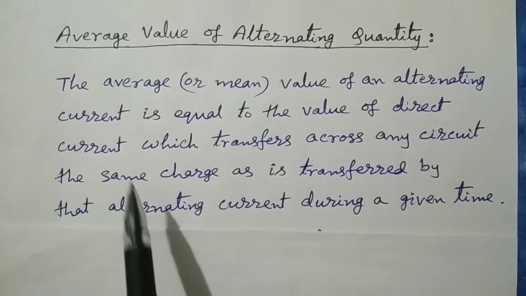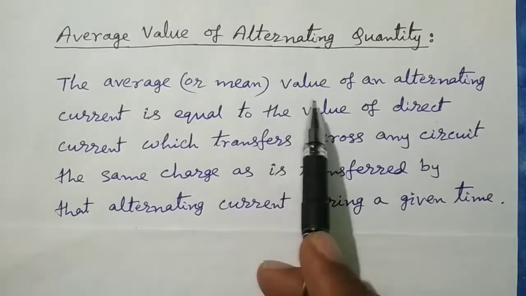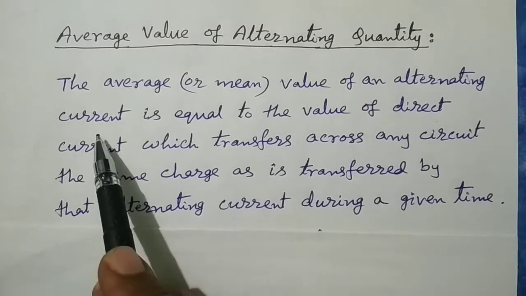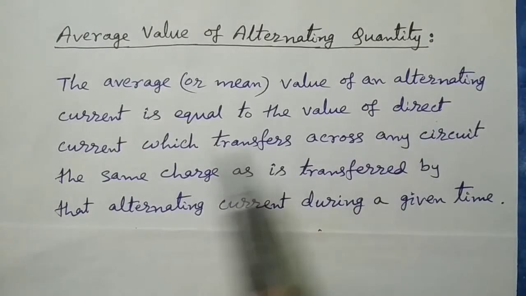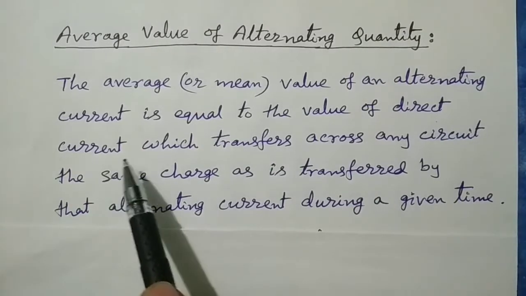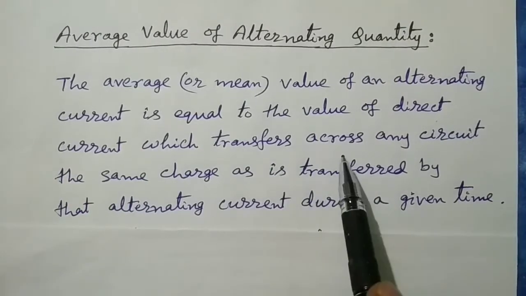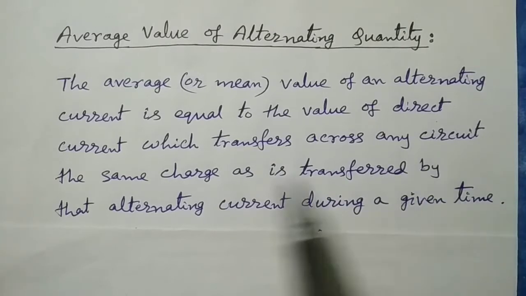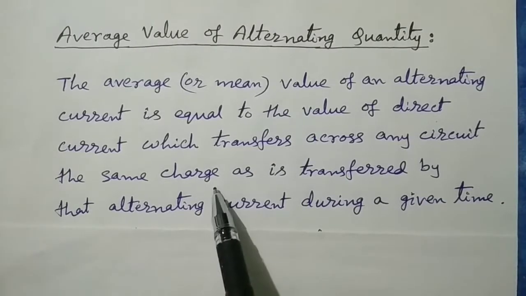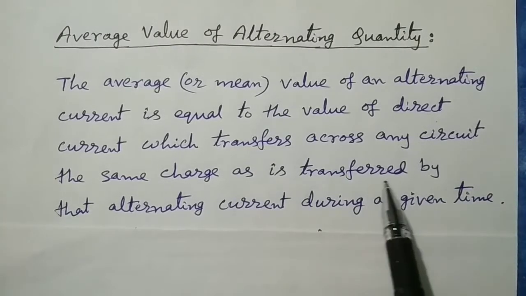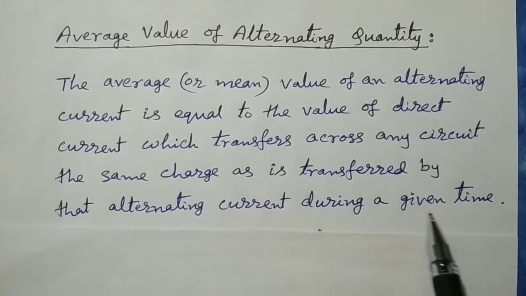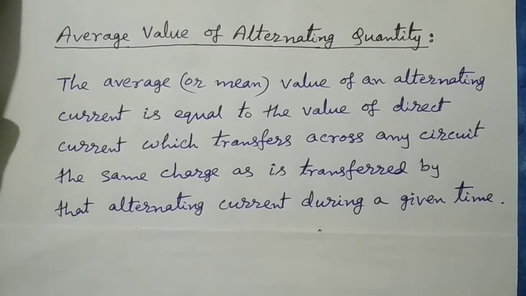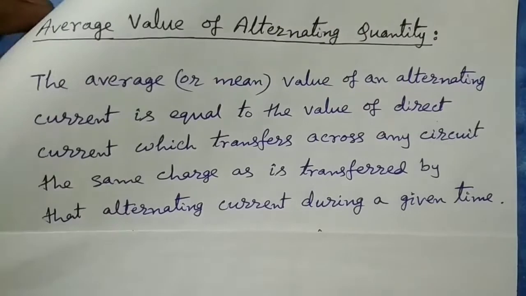I repeat, the average or mean value of an alternating current or voltage is equal to the value of the direct current or voltage which transfers across any circuit element the same amount of charge as is transferred by that alternating current or voltage during a given time. Now let's elaborate this concept.